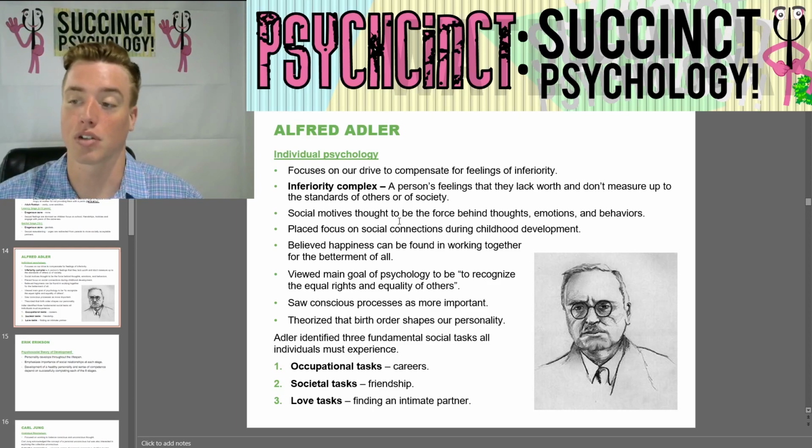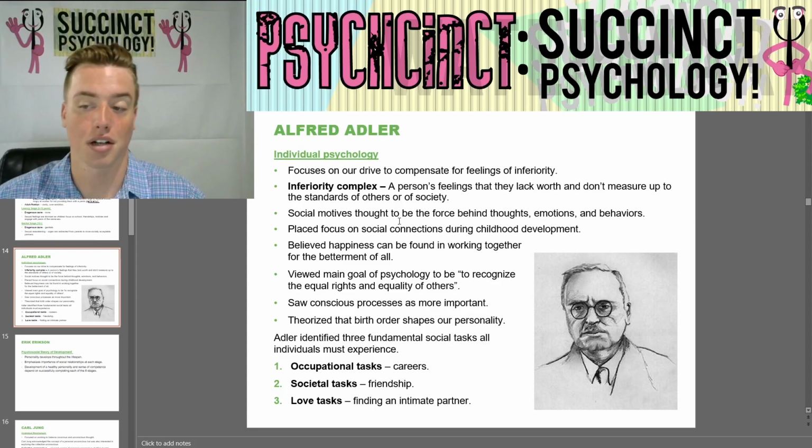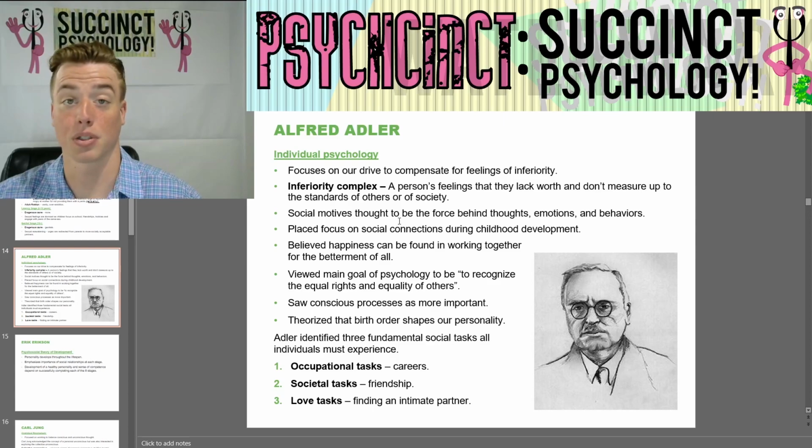It placed focus on social connections during childhood development, believed happiness can be found in working together for the betterment of all, and viewed the main goal of psychology to be to recognize the equal rights and equality of others, saw conscious processes as more important, and theorized that birth order shapes our personality.